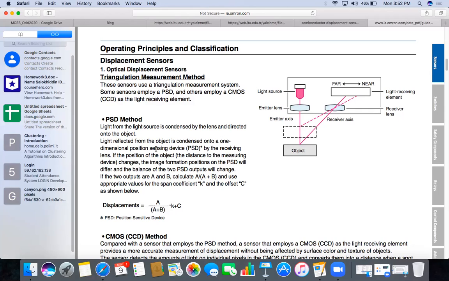If the two outputs are A and B, calculate A divided by A plus B and use appropriate values for the span coefficient K and the offset C as shown below. Displacement is equal to A divided by A plus B, times K, plus C. PSD full form is position sensitive device.